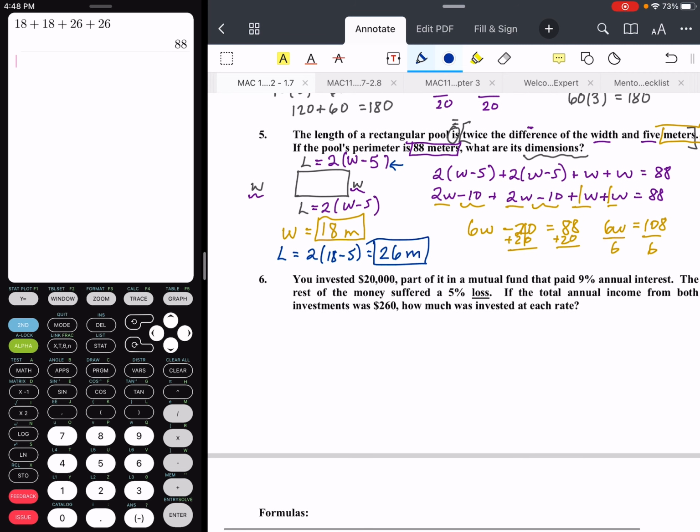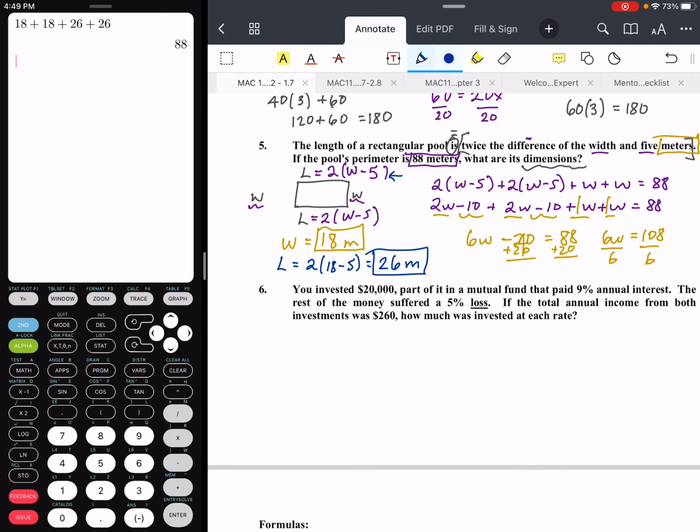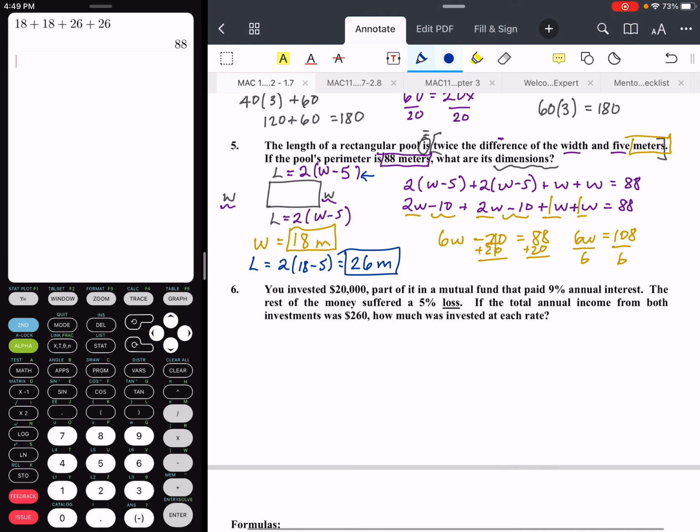All right, so our final example on this page, number 6. You invested $20,000, part of it in a mutual fund that paid 9% annual interest. The rest of the money suffered a 5% loss. If the total annual income from both investments was $260, how much was invested at each rate?